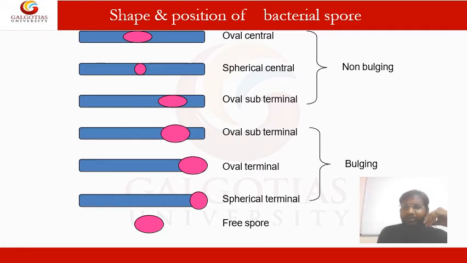Next, bulging and non-bulging. Non-bulging means within the cell; bulging means it is crossing the cell. Now we can see oval central, spherical central, oval subterminal, oval terminal, and spherical terminal free spore. And you can also see bulging and non-bulging spores, which we can identify.